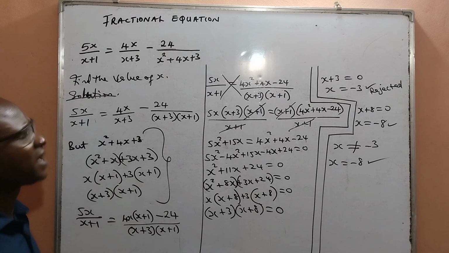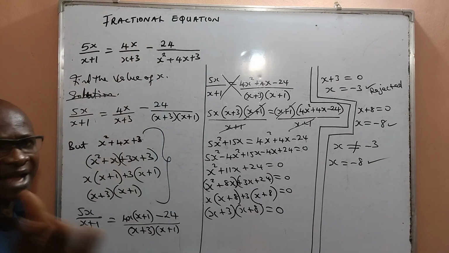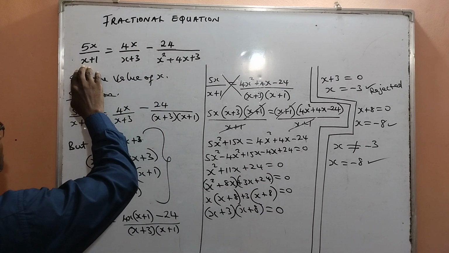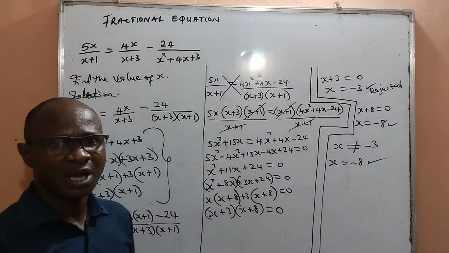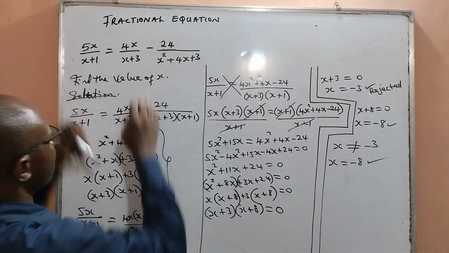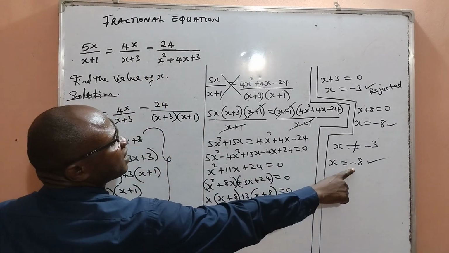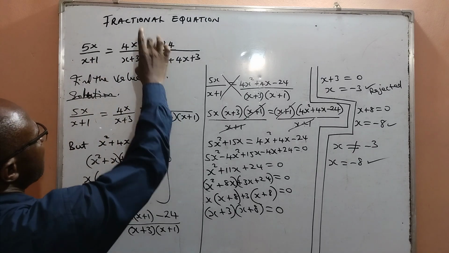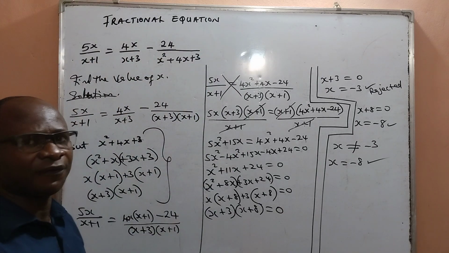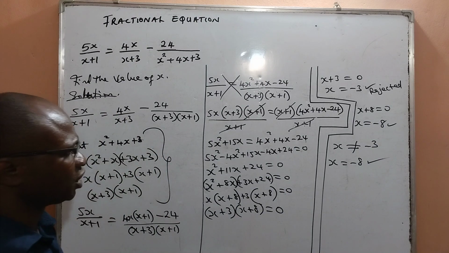I want to encourage you, you can put this value x equal to minus 8 into all the places that x appeared in the given question and see if the right hand side will be equal to the left hand side. And trust me, it will give you exactly equal. That is, both sides of the equation will be equal when you replace the value of x equal to minus 8 in all the places that x appeared in the question. I believe and I assure you both sides will be equal.